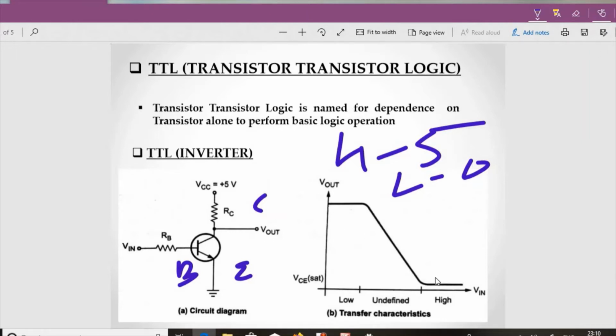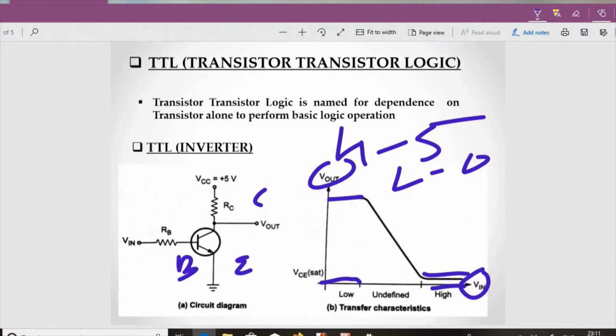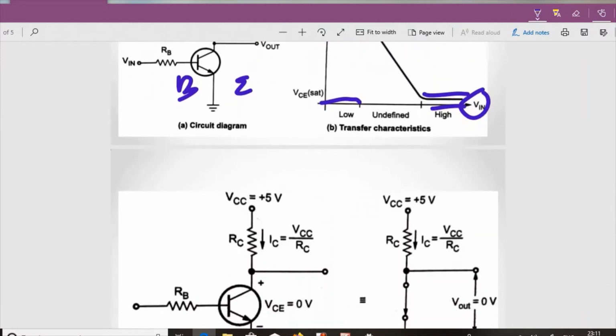That is the same as shown in the transfer characteristics. In transfer characteristics, you can say that is a Vin versus Vout graph. It says that when Vin is low, that is 0, at that time we are getting the Vout as 5 volt. And when your input is high, at that time your transistor is working as a closed switch, and hence you are getting the Vout as almost 0. This will go with the detailed description of this circuit.